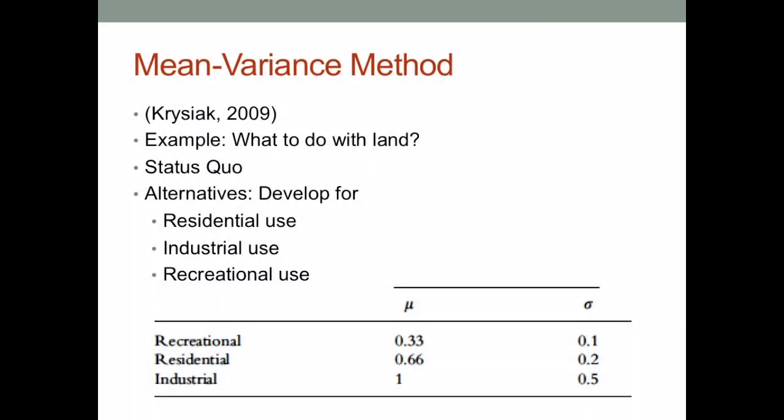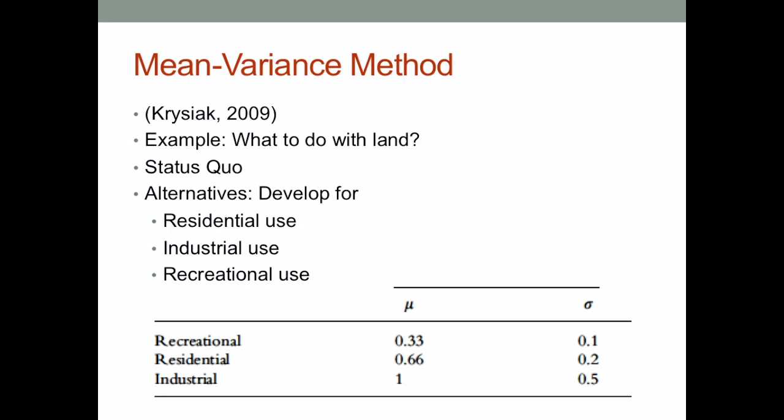Let's look at the example that Krysiak gave in your reading. In this example, a board of directors for a property, a piece of land, is trying to determine what to do with it. They have the option of leaving it undeveloped as it is, this is the status quo option, or developing it for different uses: for residential use, so building houses, for industrial use, allowing manufacturing plants to build in, or recreational use, so developing it as a natural use area.